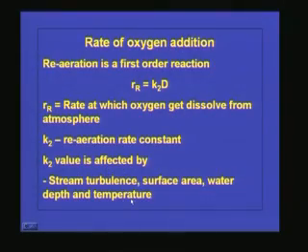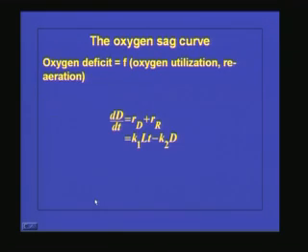And temperature: as the temperature increases, the dissolved oxygen concentration will decrease, because the solubility decreases with increasing temperature. So at low temperature the solubility will be high, and at high temperature the solubility will be less. So these are the parameters that affect K2. Whenever we find out the K2 value, it should consider all these factors, or we have to apply proper correction for these changes.